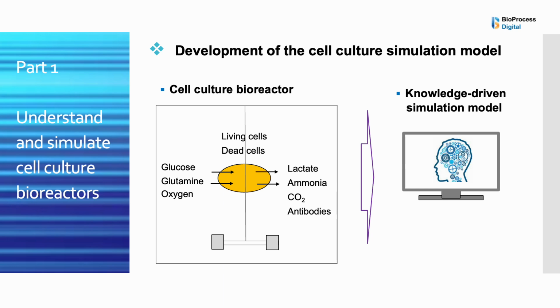In the first part of the course, you will develop a knowledge-driven simulation model of the cell culture process. This model is built on a scientific understanding of the key phenomena that govern cellular metabolic activity in bioreactors, including substrate consumption, glucose, glutamine, and oxygen, cell growth and death dynamics, production of growth-associated metabolites, lactate, ammonia and carbon dioxide, and synthesis of the monoclonal antibodies. This mechanistic approach allows you to simulate and predict cell behavior under varying conditions.